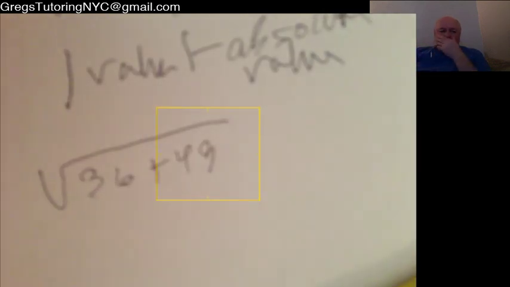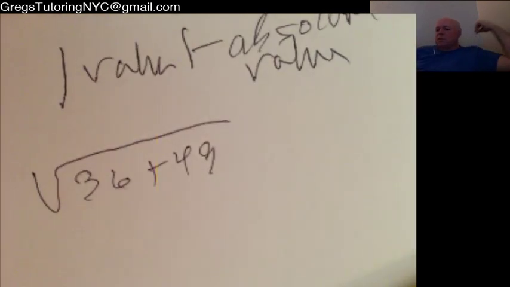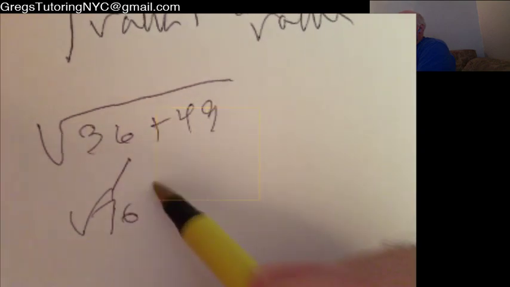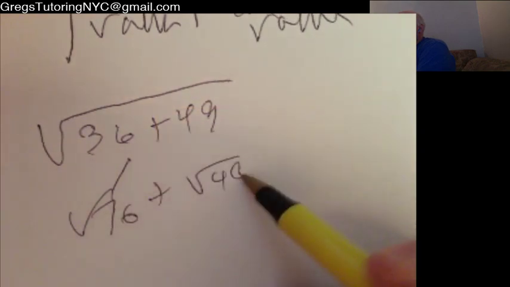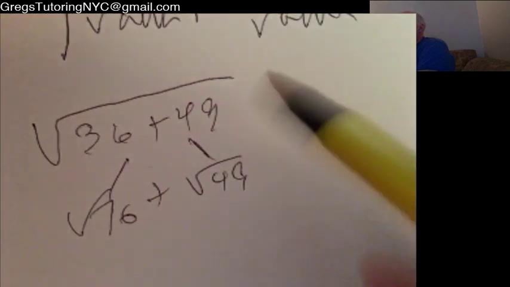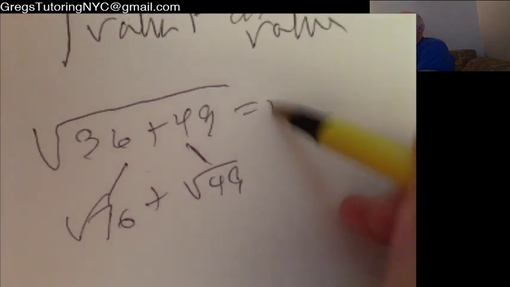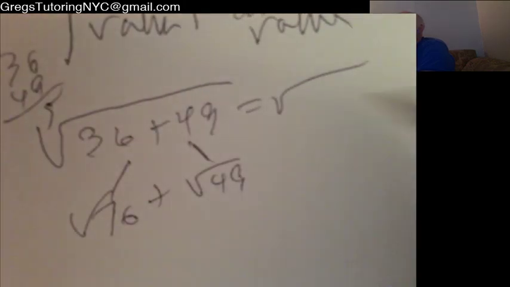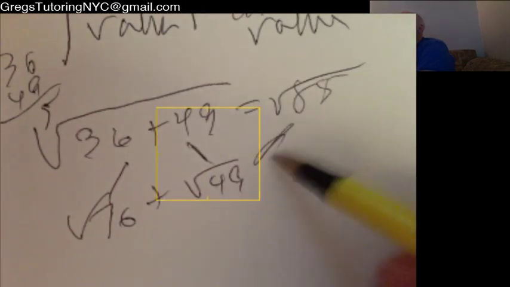There's really two choices to do this. Some kids are going to split this into two, as in the square root of 36 plus the square root of 49. And some kids are going to make this equal to the square root of 36 plus 49, which gives you 85. So the question is which way is right?